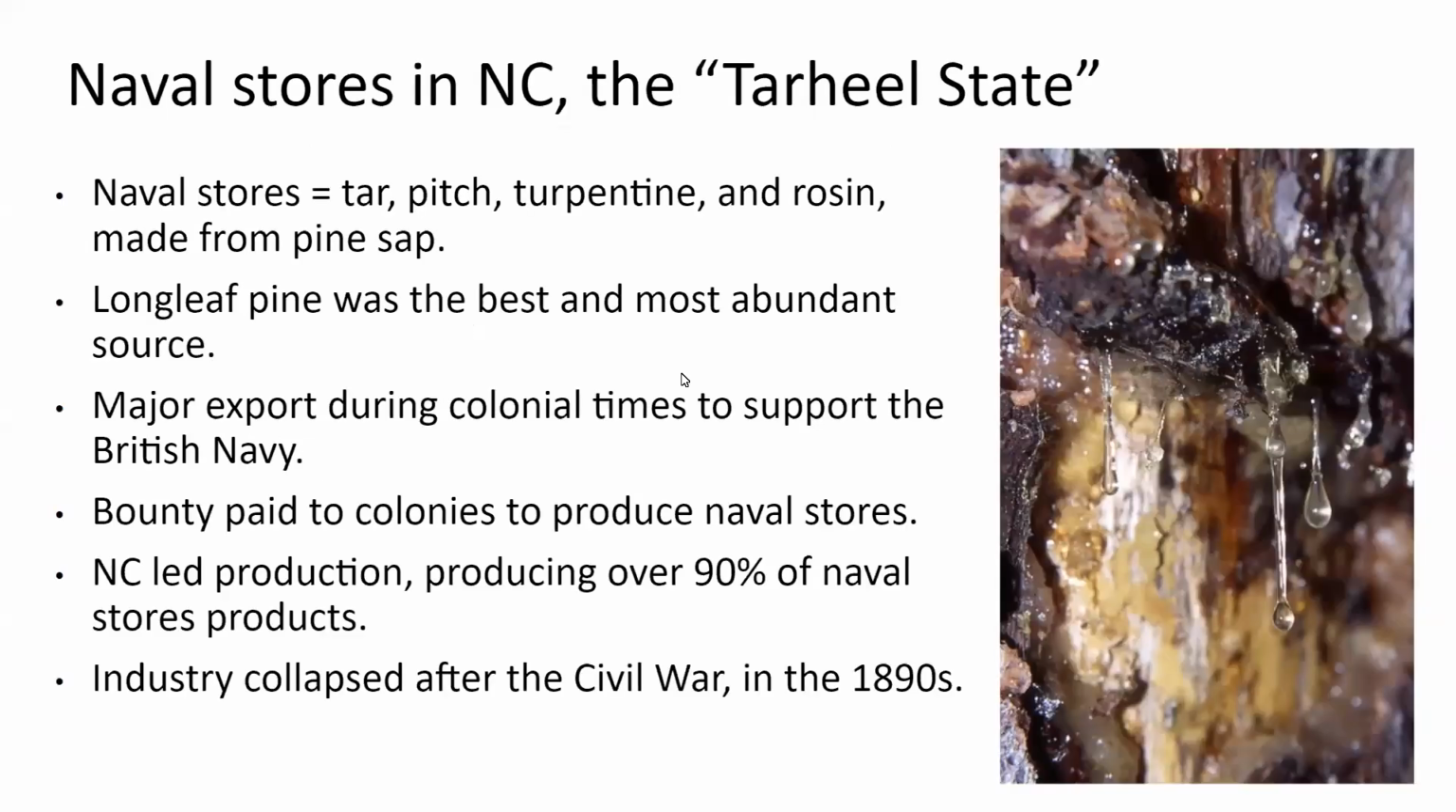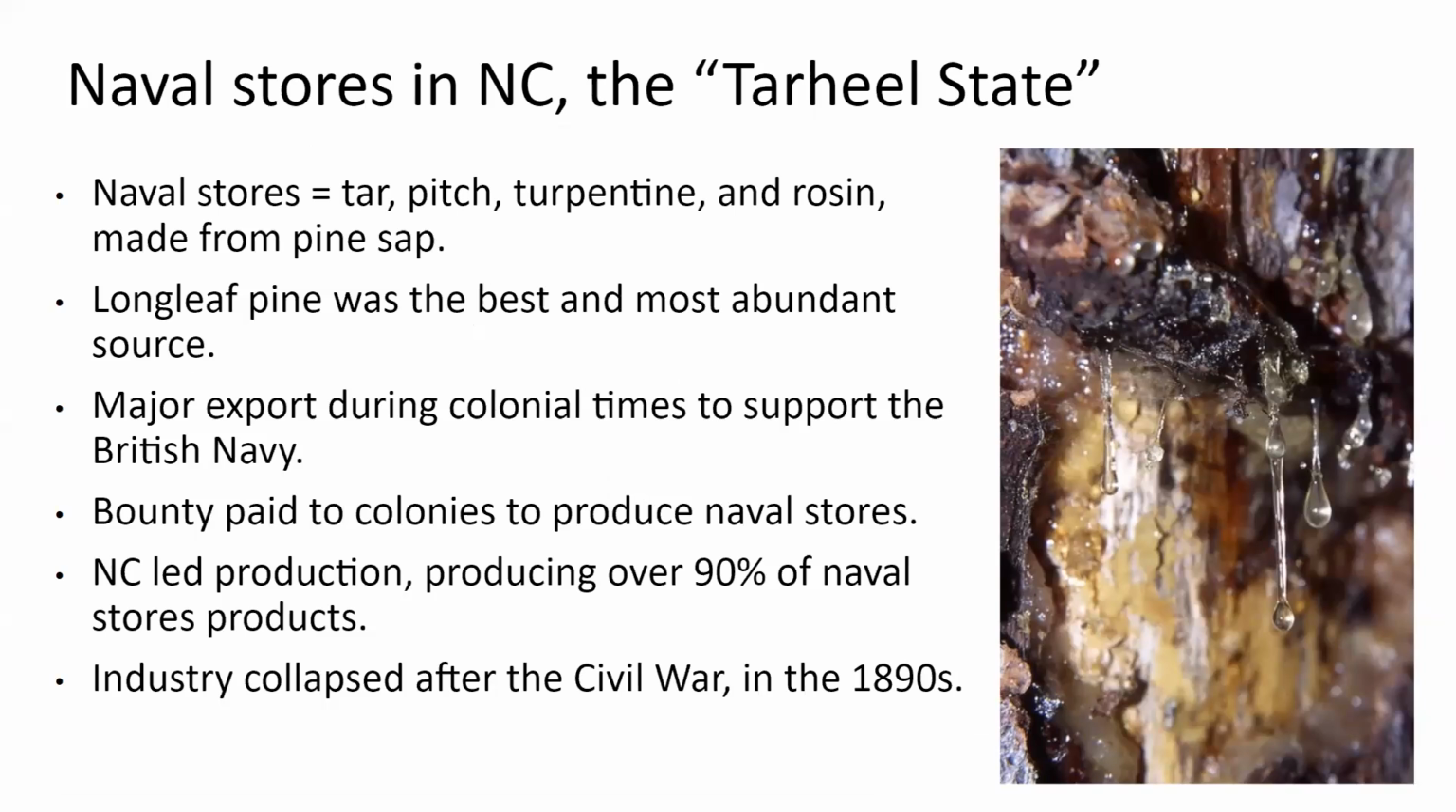So let's talk a little bit about the naval stores industry in North Carolina, which gives us our name, the Tarheel State. We're talking about naval stores, right? This is not a place to go buy Navy themed apparel, right? Naval stores industry is tar, pitch, turpentine, and rosin. So these are all products that were used in shipbuilding that were made from pine sap in different ways. We'll talk a little bit more than that.